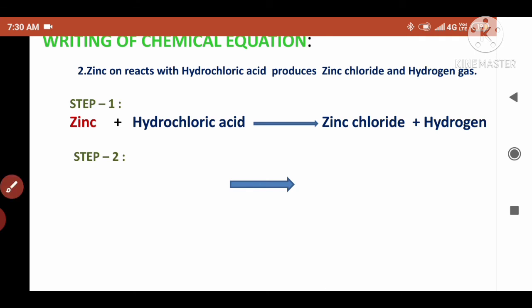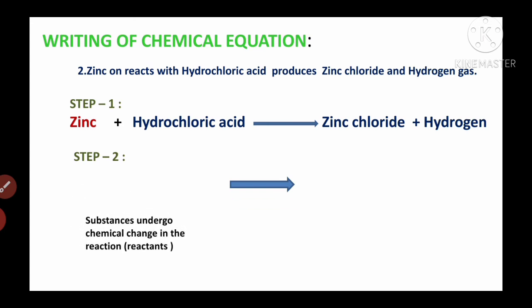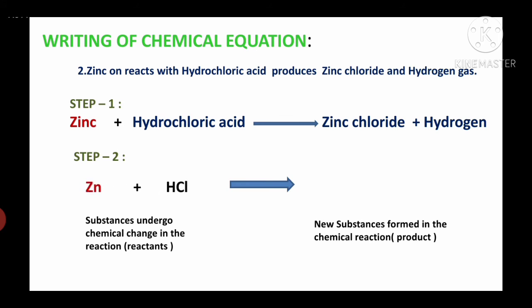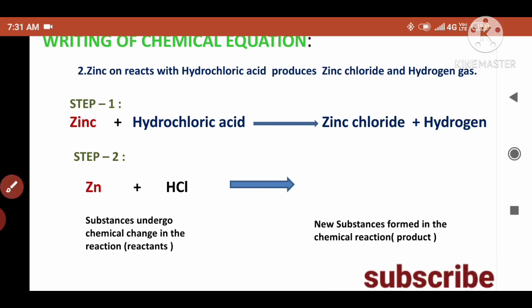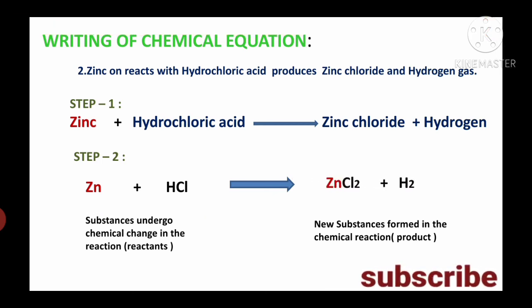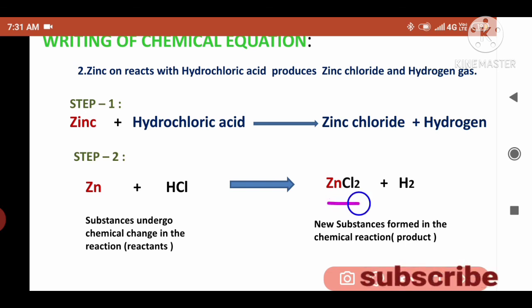Then next, writing the skeleton equation. How can we write the skeleton equation? You have to represent the reactants towards the left hand side and products towards the right hand side, with symbols as well as formulae. So here zinc is an element, for that the symbol is Zn. Hydrochloric acid is a compound, for that the formula is HCl. So zinc plus HCl gives rise to, here what is produced? Zinc chloride and hydrogen. Zinc chloride's formula is ZnCl2. Hydrogen is a molecule, so H2.